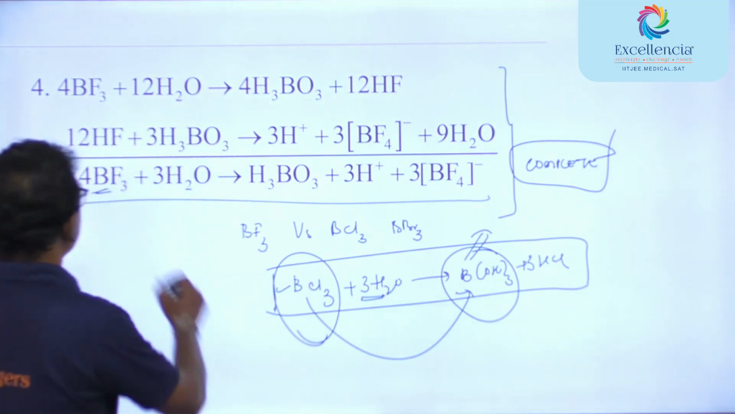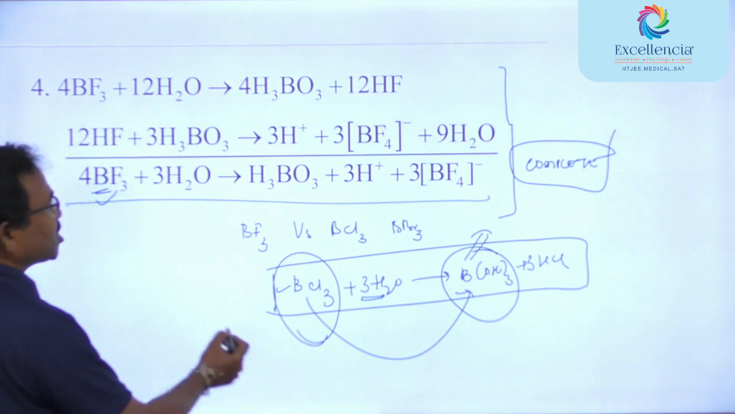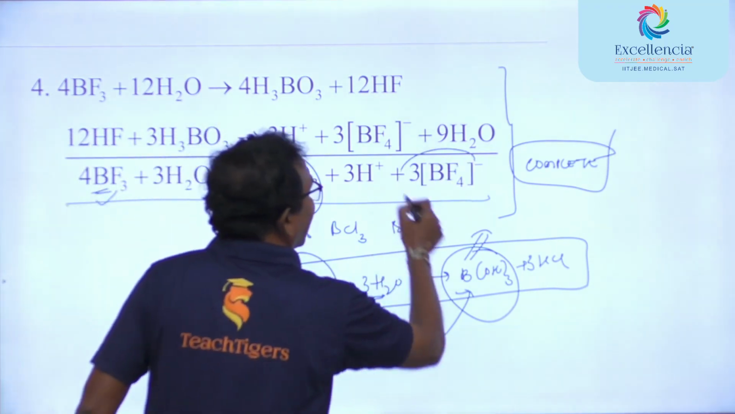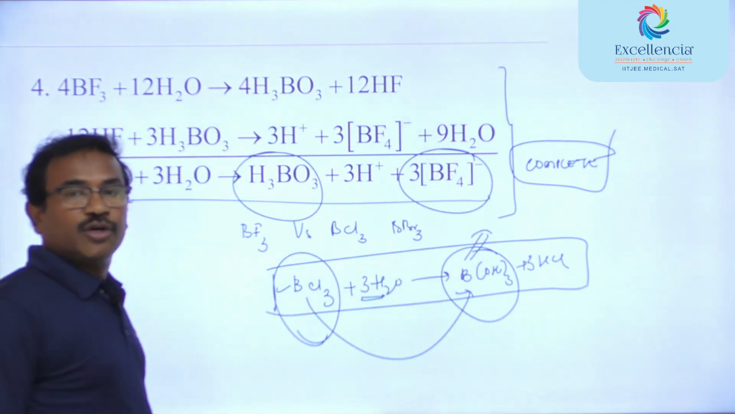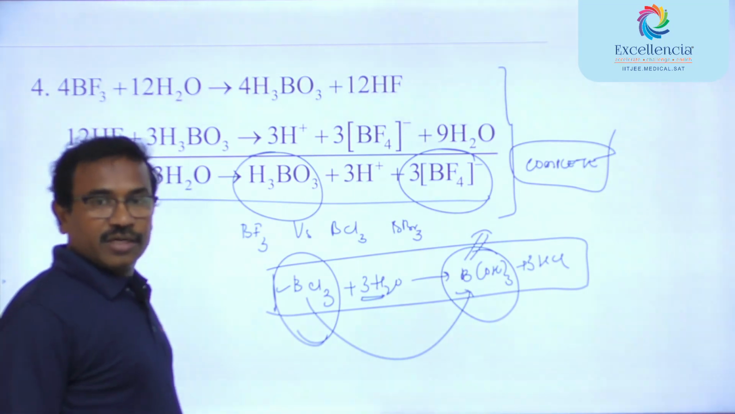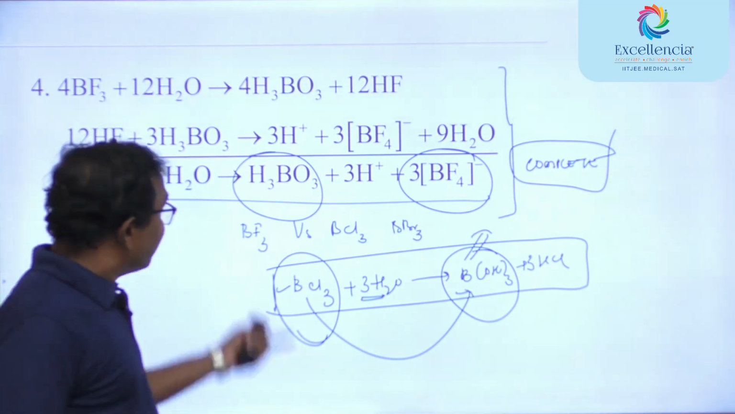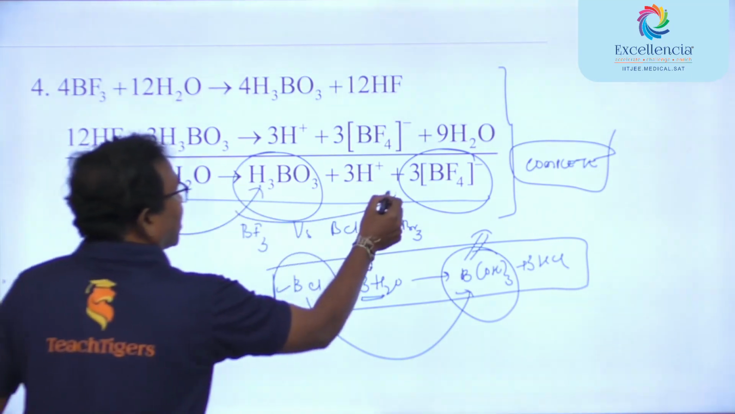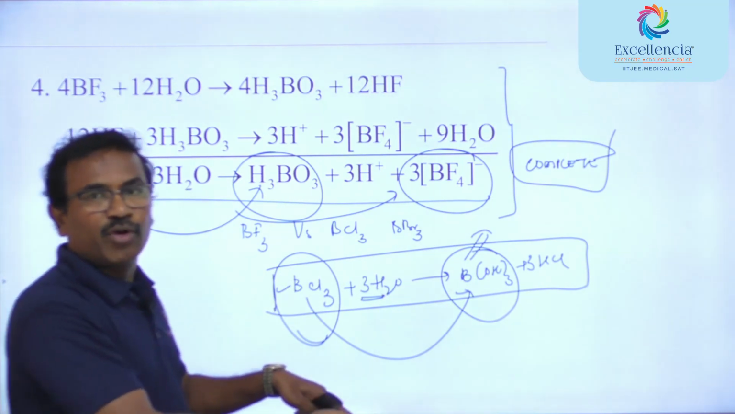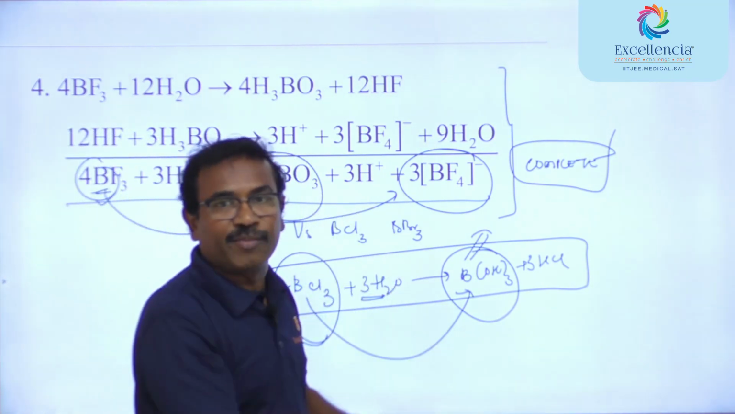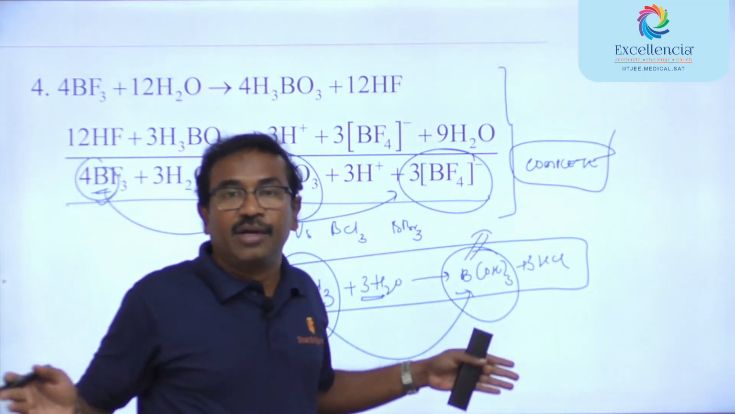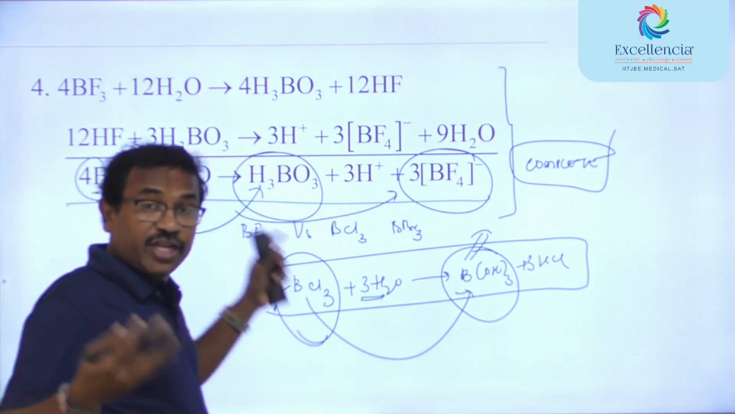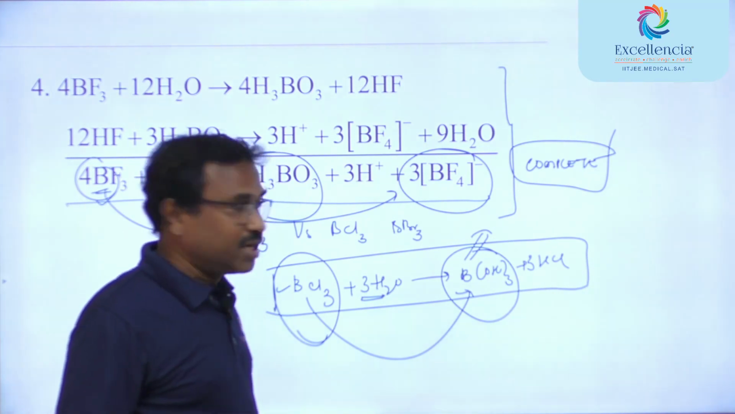Then why is that? BF3 on hydrolysis is giving rise to two compounds of boron, boric acid and BF4 minus. Boron tetrafluoride, BF4 minus. Why is that? It implies this boron is getting distributed here. It is not completely converted to boric acid or completely converted to BF4 minus. It is getting distributed. So his question was, why is that? Why does BF3 undergo incomplete hydrolysis like this?